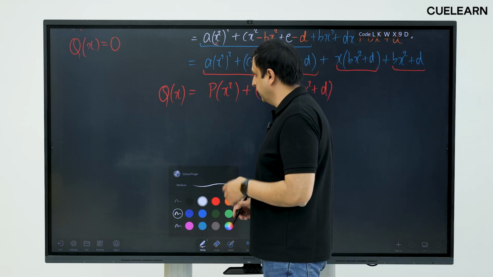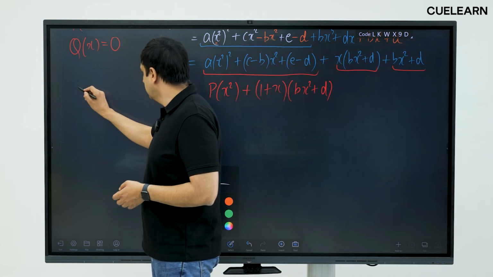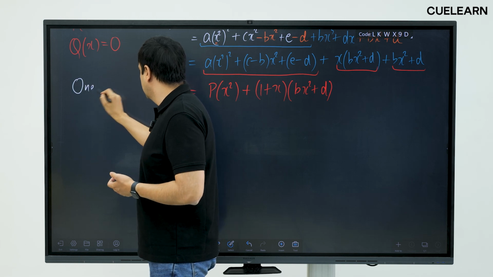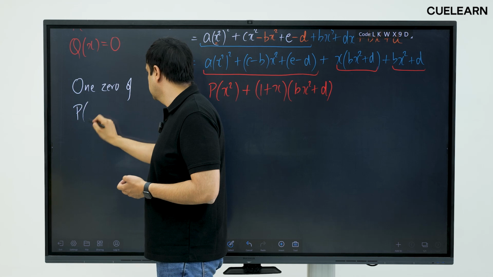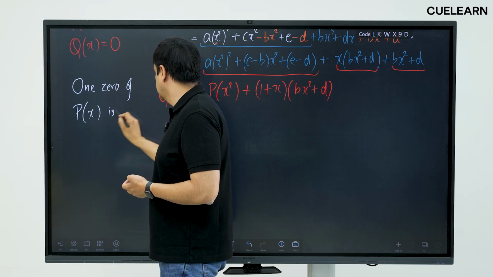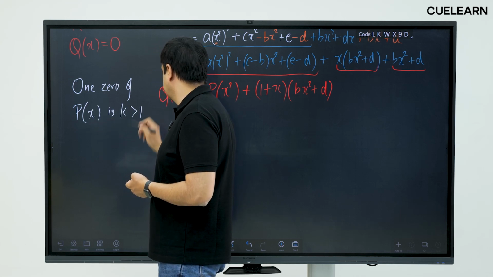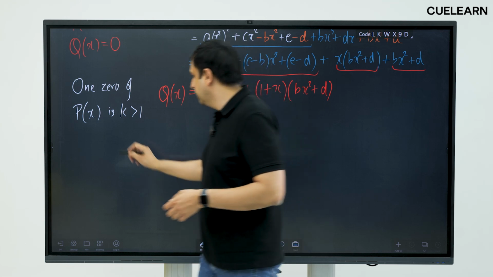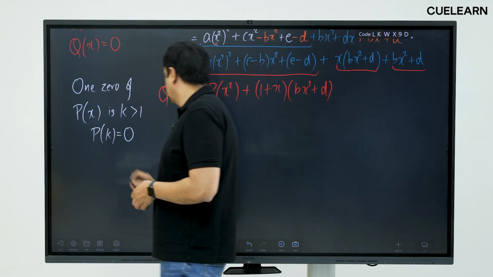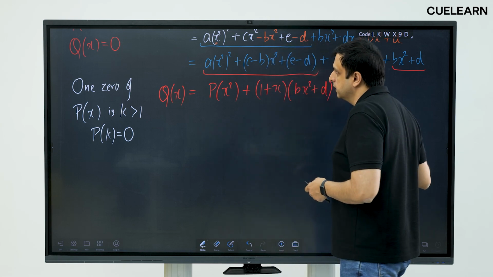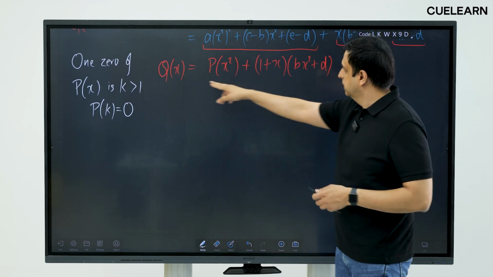So let's make use of this fact. Let's say that one of the 0s of p of x is k, and we know that k is greater than 1, which means that p of k should be equal to 0. Now, can I somehow use this constant k in this expression?